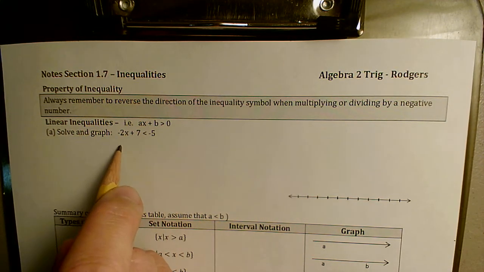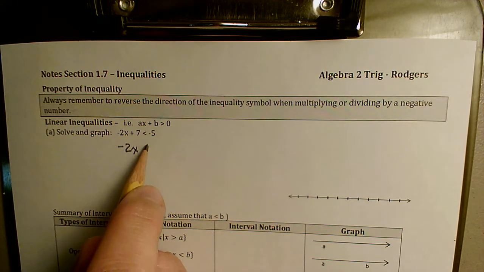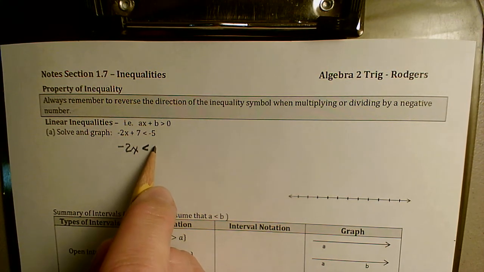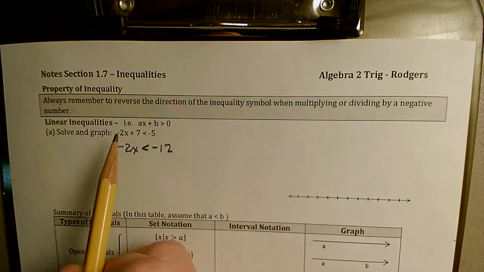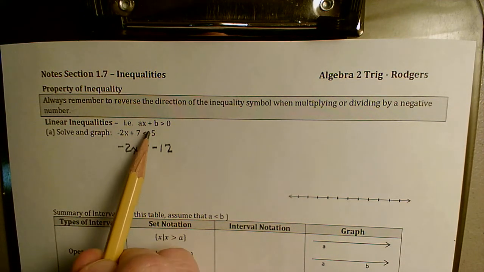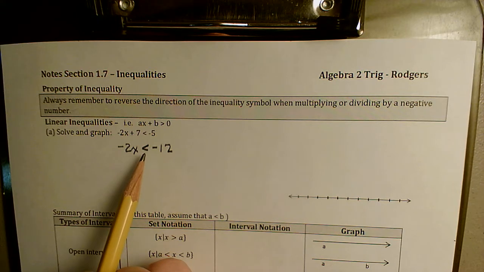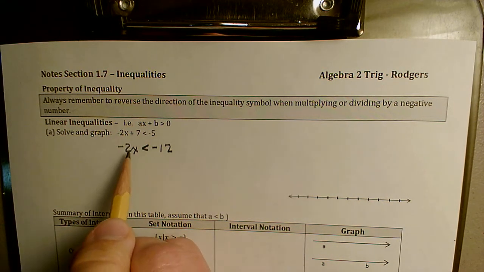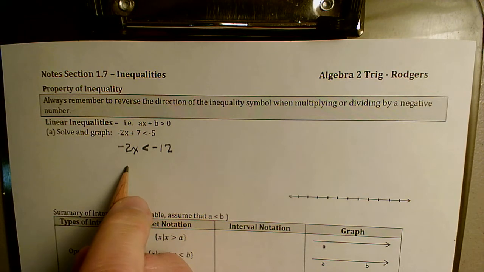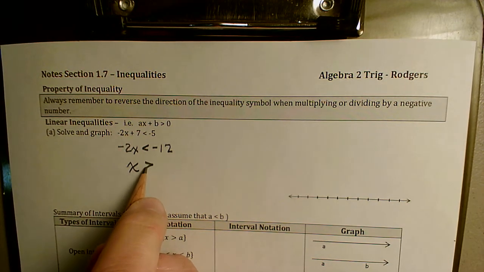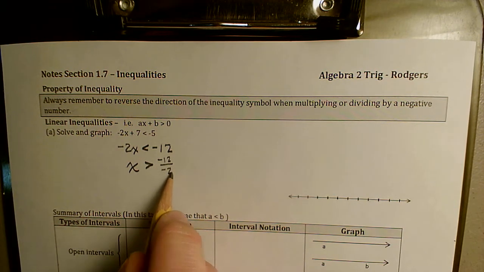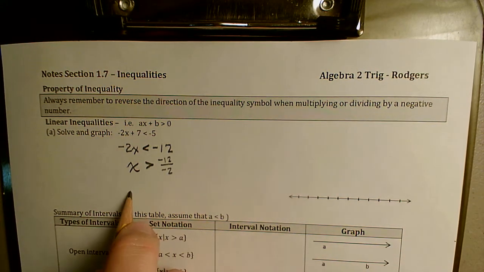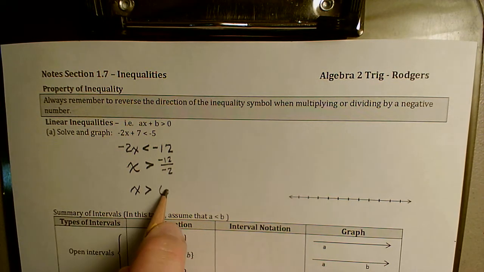Let's move that 7 over. So we get negative 2x is less than, and then I'm subtracting 7 from both sides, so that gives me negative 12. Now notice I'm adding and subtracting at that point, so I don't have to change the direction of the inequality. It's less than, it's still less than. But now I'm dividing through by a negative in the next step. So it's going to be x is greater than negative 12 divided by negative 2. Of course, that's just x is greater than 6.